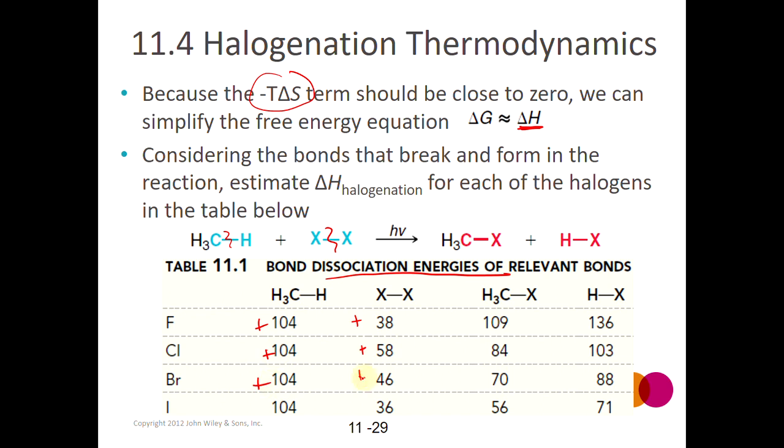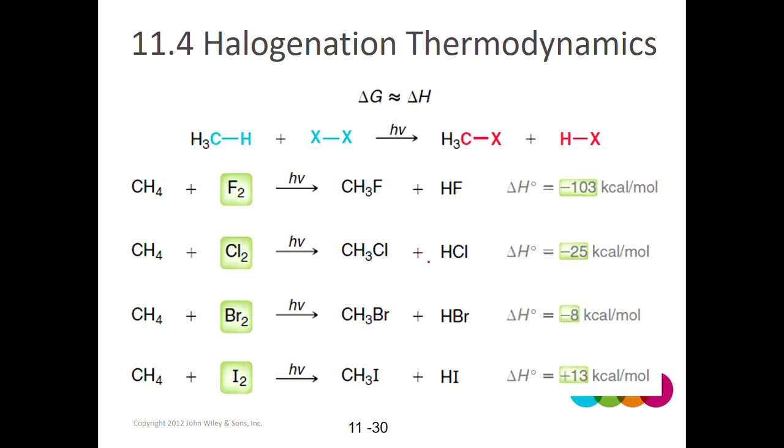And then how much energy it's going to take, or how much energy is going to be released when the new bonds form. Those will be negative values. So by adding up the energy absorbed and subtracting the energy released, we can calculate the total enthalpy change for each of these reactions, and each of these should be very similar to delta G.